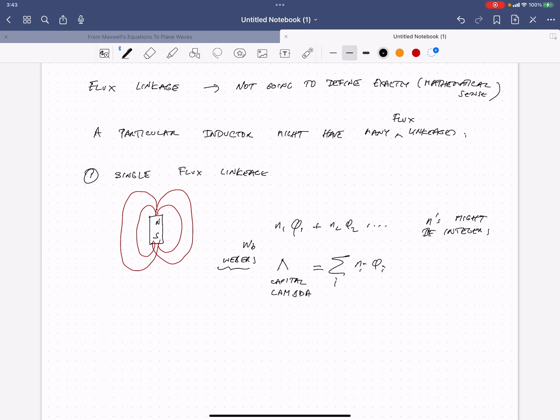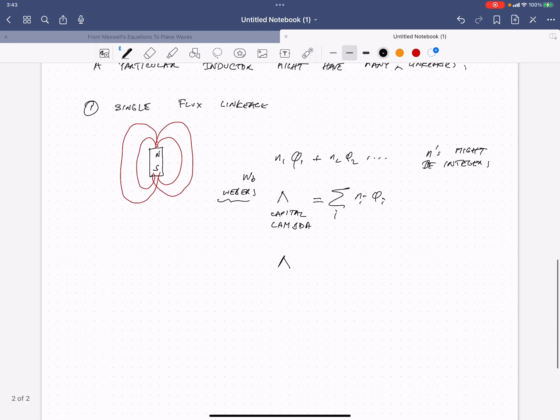But it also turns out that you might not have an integer number of flux linkages, but you might have partial flux linkages. Again, I haven't defined what a flux linkage is, but it's a way of looking at how an inductor is connected with a magnetic field. Still hang on, and we're going to see if it makes sense in a bit.